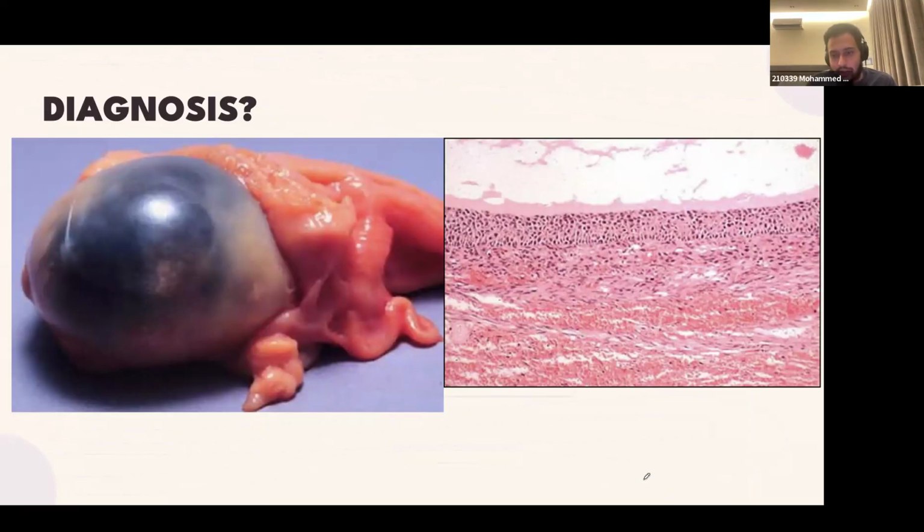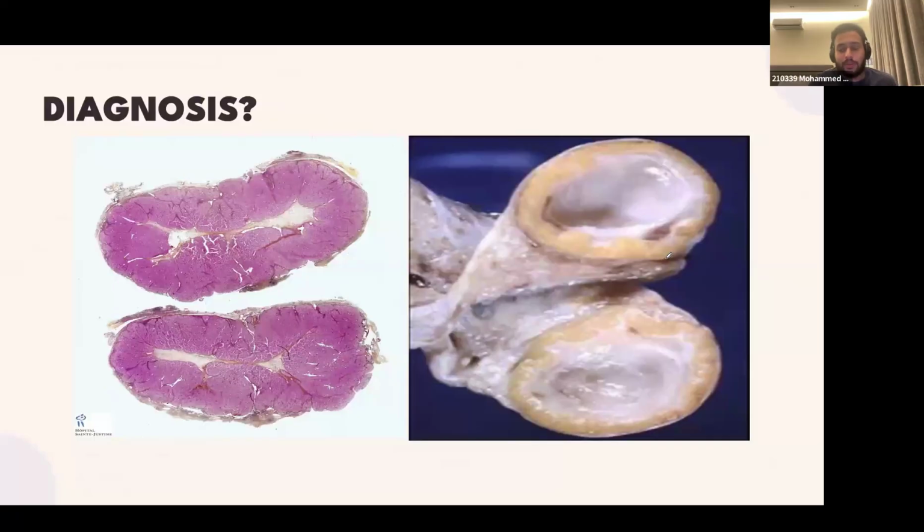Good. Follicular cyst. Okay. It's not really high yield to remember this. However, remember the image, which is follicular cyst. Okay. How about this patient?